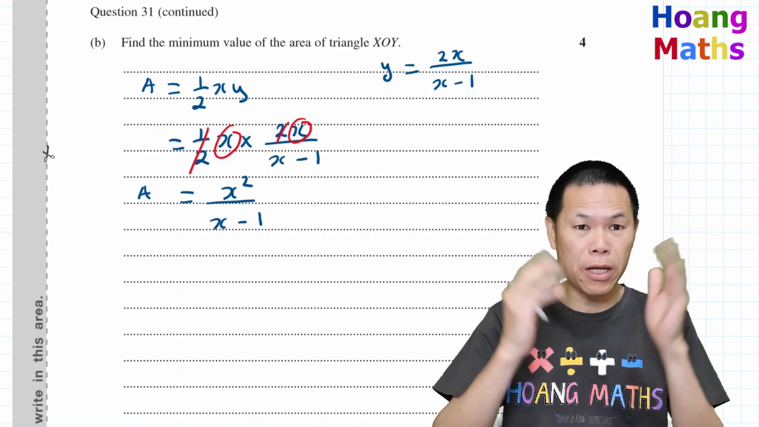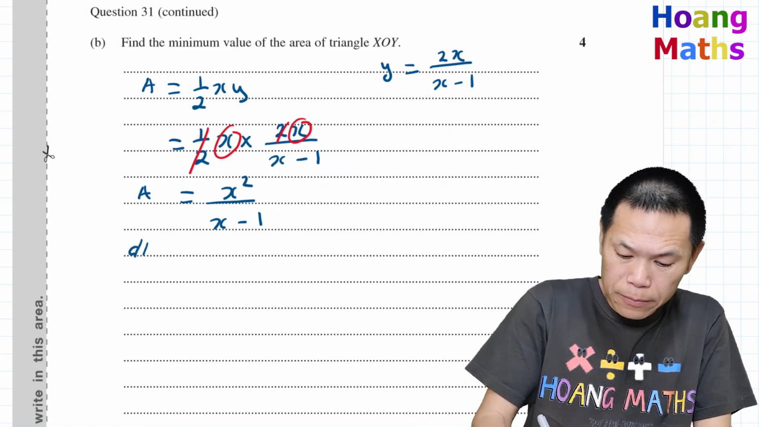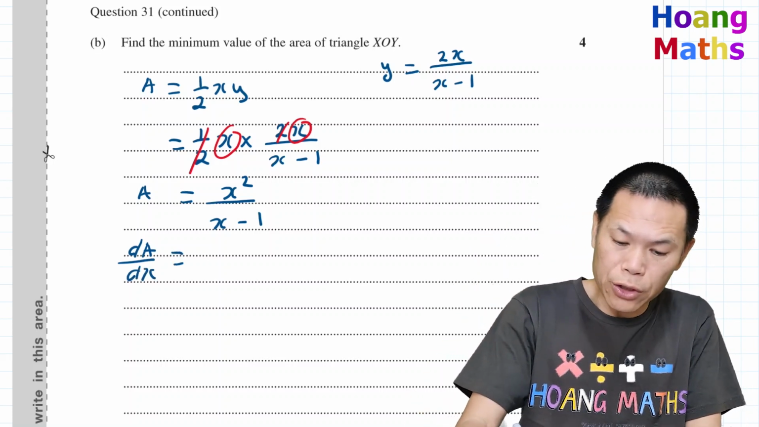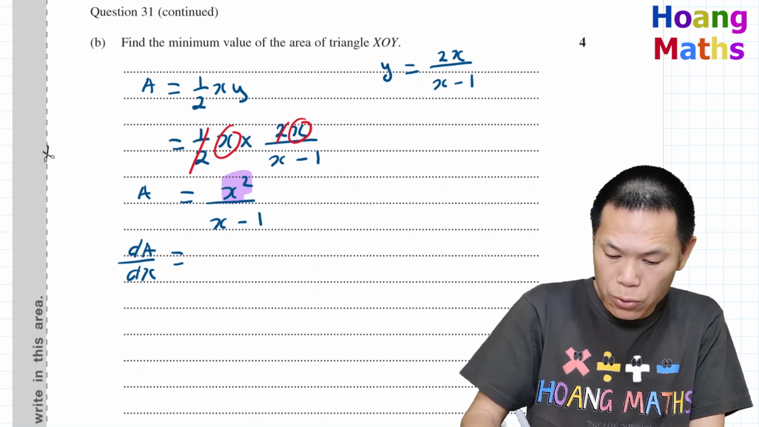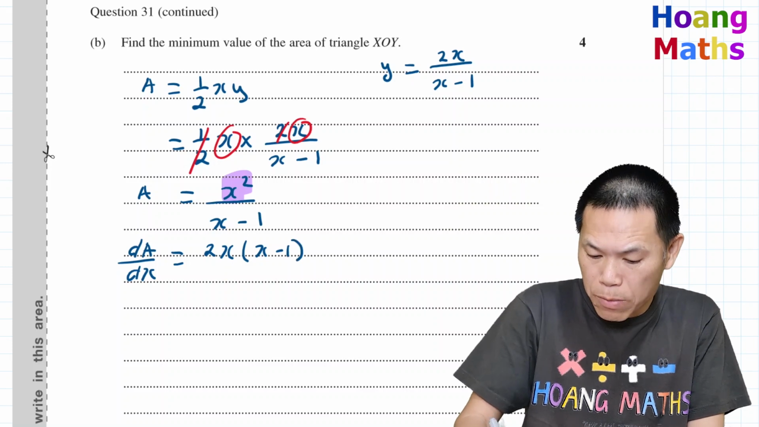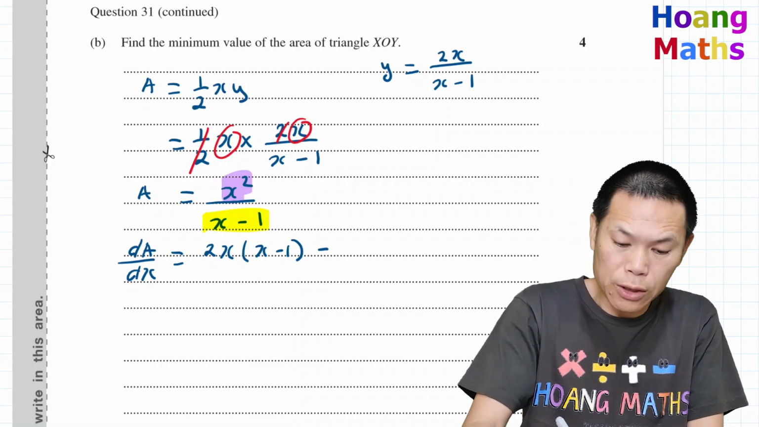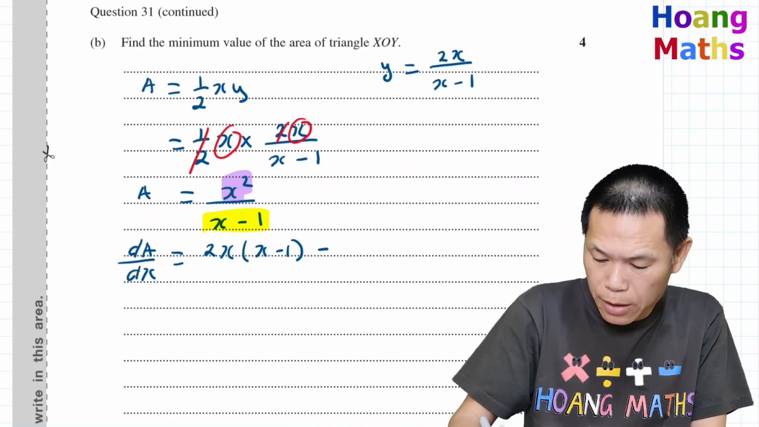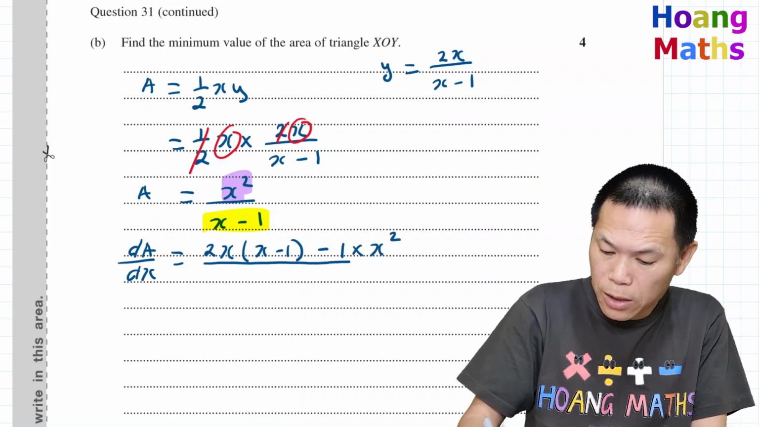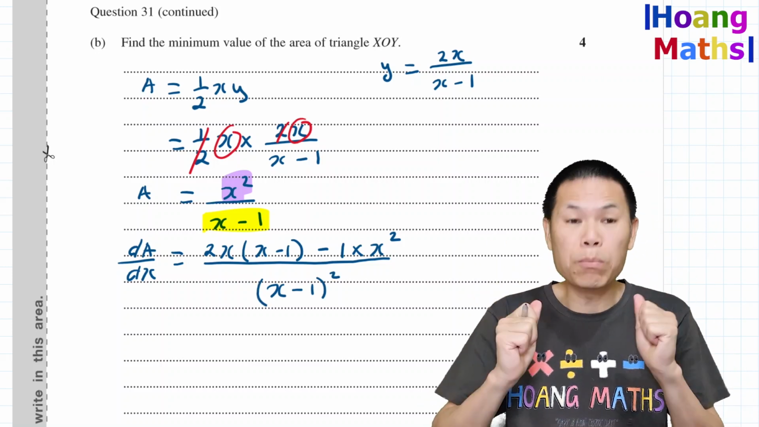Now we need to find the minimum value of A. So we differentiate this first. So dA/dx, and we use the quotient rule for this. Okay, we differentiate the top function. That gives me 2x, and we times the bottom function x minus 1. And we minus, differentiate the bottom function, differentiate x minus 1, gives me 1. And then we times the top function, over the bottom squared. So there you go.